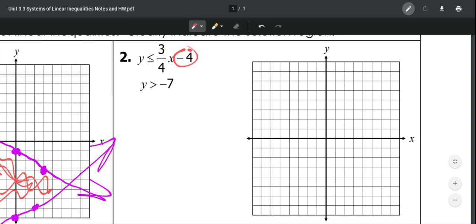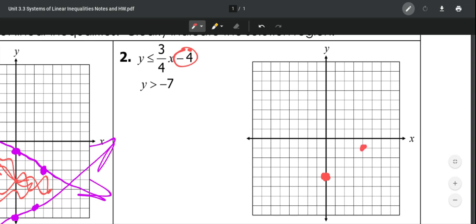So we're going to graph this first equation, or the inequality on top first. So let's go with -4 is our y-intercept. So that's 1, 2, 3, 4. That'd be right here. That's our start point. Our slope is 3/4. So that means we're going to go up 3. So 1, 2, 3. Over to the right, 4. 1, 2, 3, 4.